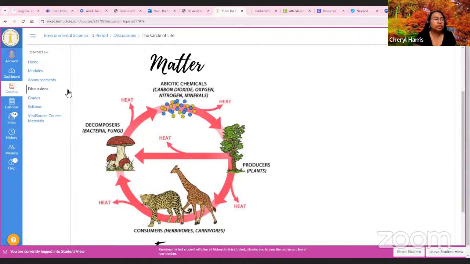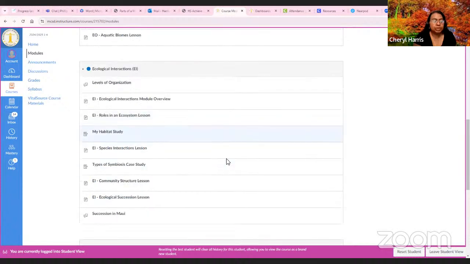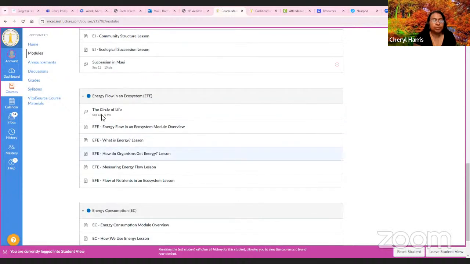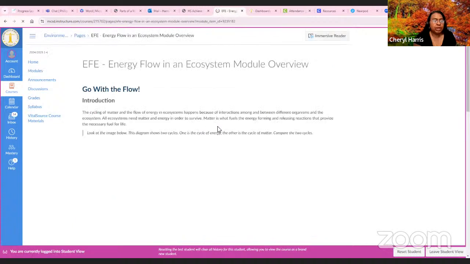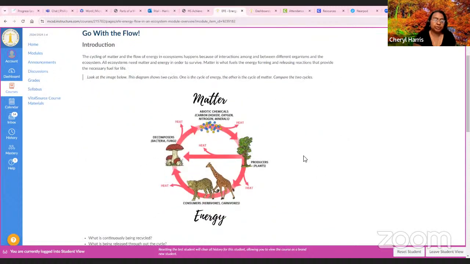And then from there, that same circle is in the module. So we're going to do energy flow. We kind of skipped ahead a little bit, but we're going to stop here and do energy flow. And as you see, the same picture is in your energy flow. Okay. All right. But you start with discussion.